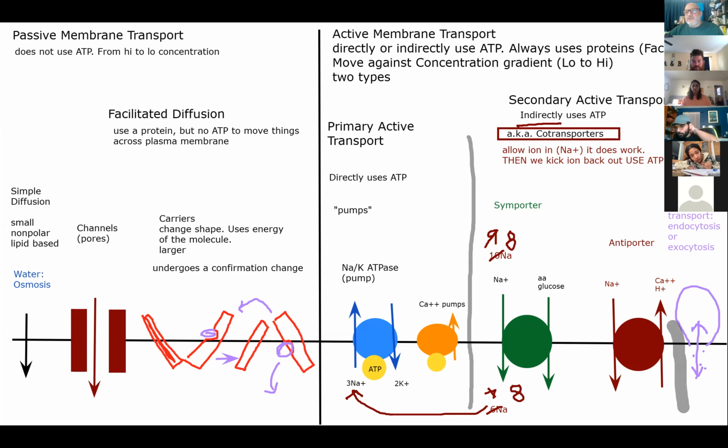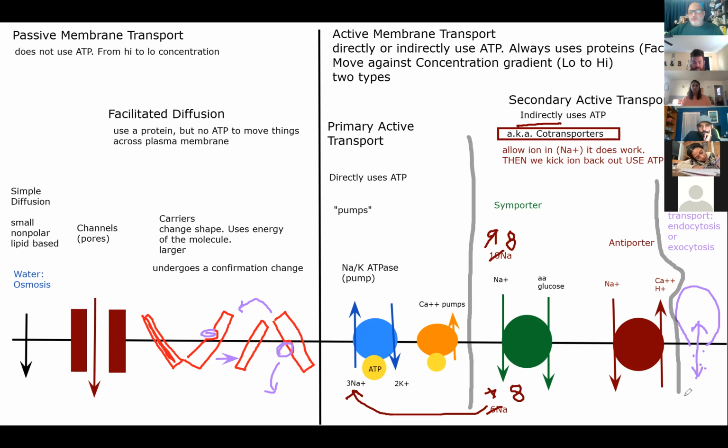So, way too big. Sneak it in that way. There we go. So primary active, secondary active, and then vesicle transport are three types of active membrane transport. And again, I've done an amazing job drawing this, so I'll actually post this on our website.